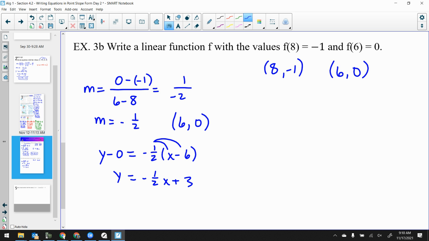I do that same trick. 1 times 6 is 6, divided by the denominator, 2, 3.